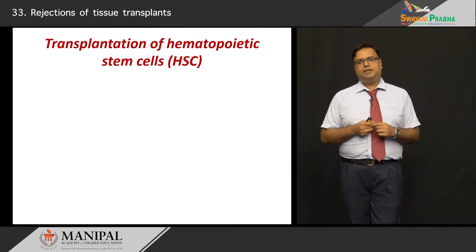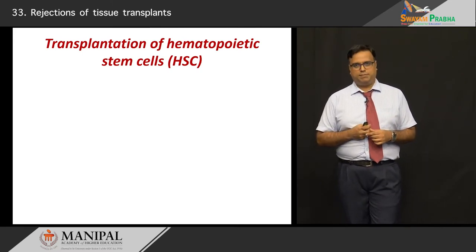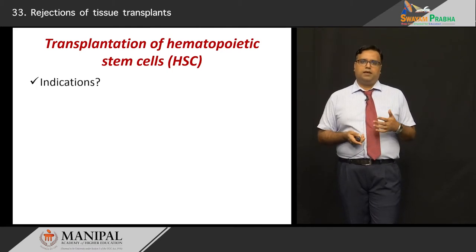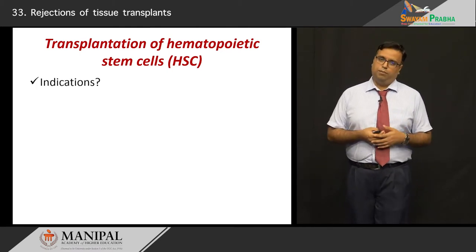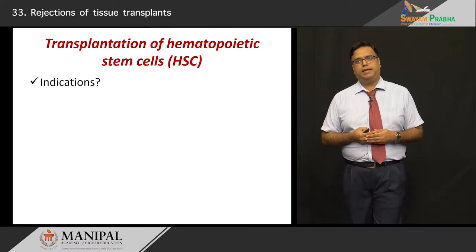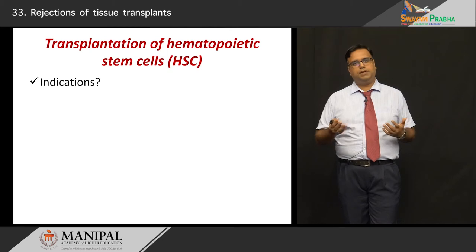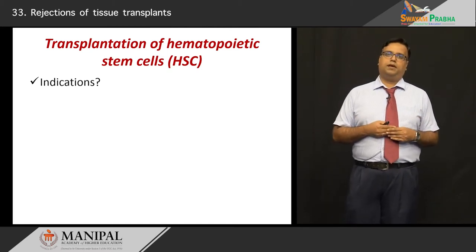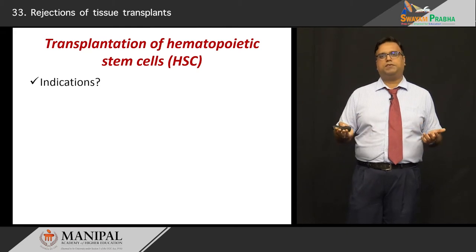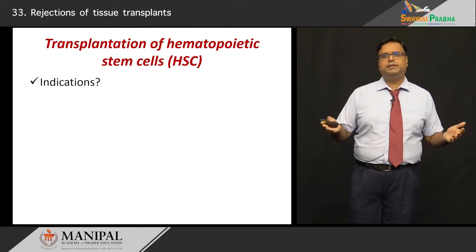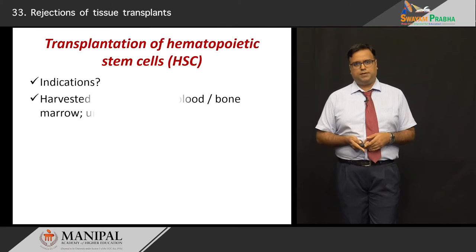But there is a slight distinction with the hematopoietic stem cells, or HSCs as we have called them here. Transplantation of these, the indications range anywhere between a bone marrow failure, or let's say thalassemic individuals, or even patients with leukemias where there is no minimal residual disease. It can range anywhere from anemias which are non-responsive to therapy. There is a litany of indications for these.